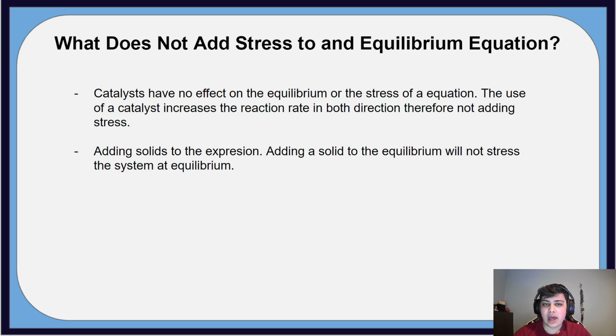What things do not add stress to an equilibrium equation? Catalysts have no effect on the equilibrium or the stress of an equation. The use of a catalyst increases the reaction rate for both the products and the reactants in both directions, therefore not adding any stress to the equilibrium. Adding extra solids to the expression also will not stress the equilibrium system.